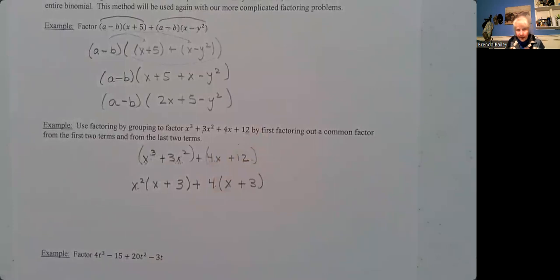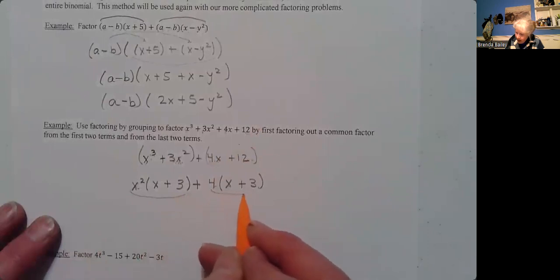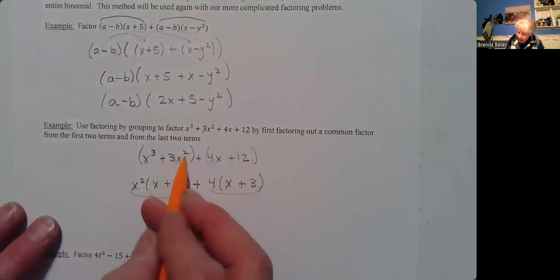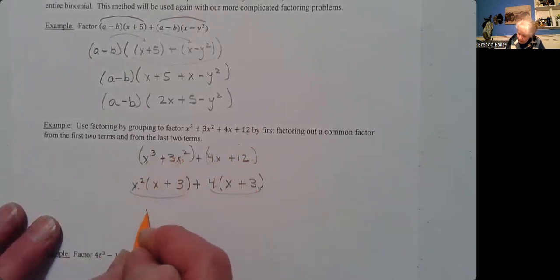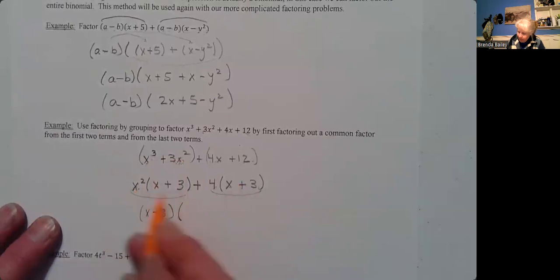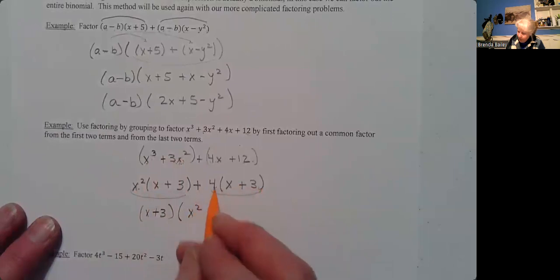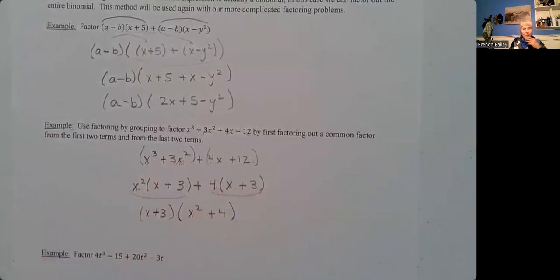Okay, so now can you see that within this group and this group, I have an x plus 3. So I'm going to pull that out in front, just like I pulled out the x squared there. So I'll have x plus 3. I'm going to put it out of this group. If I pull it out of this group, I have x squared. If I pull it out of this group, I have a plus 4. And there you're done factoring. So you just group the first 2 and the last 2 and pull out what's in common, and then pull out what's in common and put it in front with parentheses. Let's try another one.